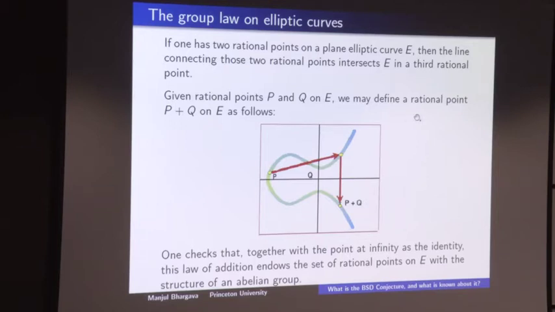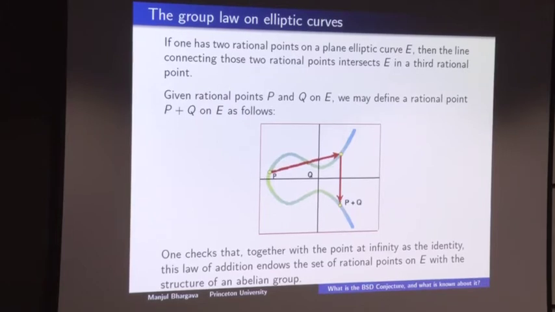If you let that be the identity, then one checks that this law of composition called plus, that takes P and Q and sends it to P plus Q, turns this set of rational points on the elliptic curve into a group. So it gives you an addition structure on the set of rational points. Given a P and a Q, you can always produce a third called P plus Q. And it has all sorts of great properties.